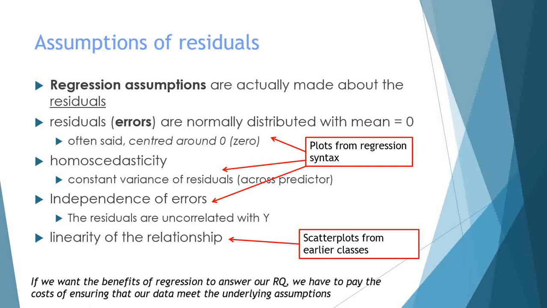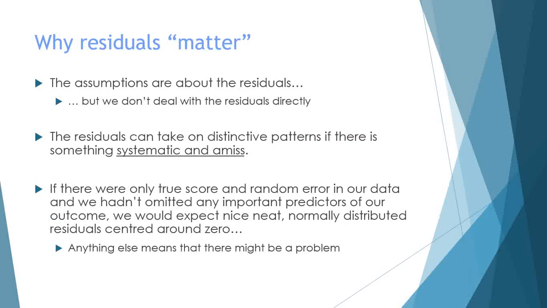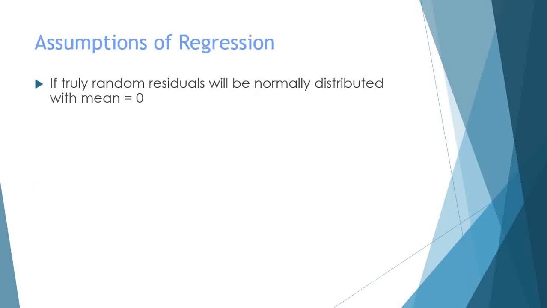Now, if we want to have the benefits of regression to answer our research question, then we have to pay the cost of ensuring that the data meets these underlying assumptions. If it doesn't, then we may not draw the correct conclusion. Alright, so I'll cover this in more detail on Friday, but basically we don't want there to be a systematic pattern to the residuals. We want it to be nice and random in the scattering. Anything else means that there might be a problem.